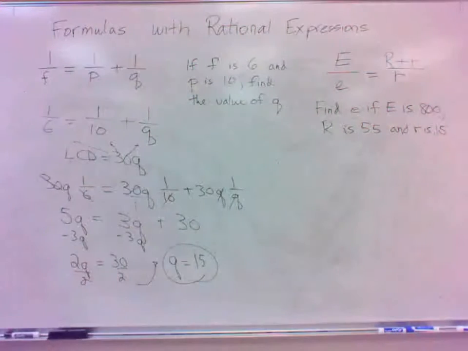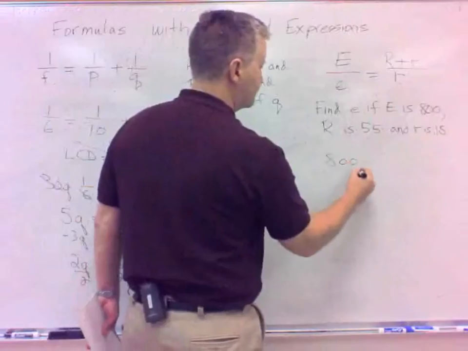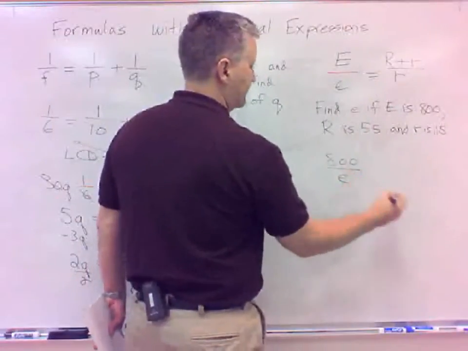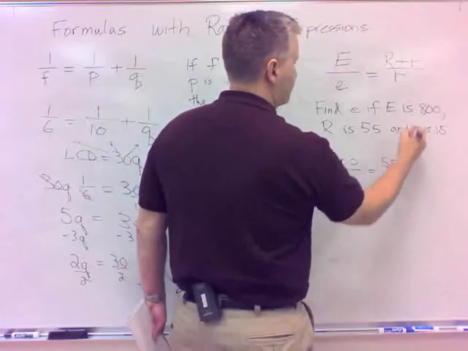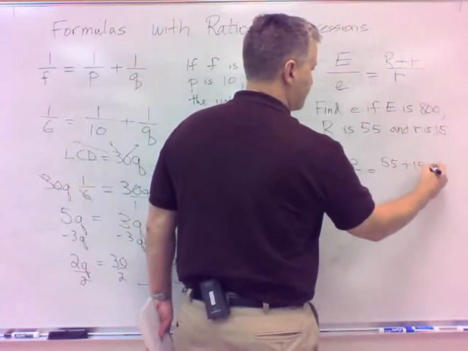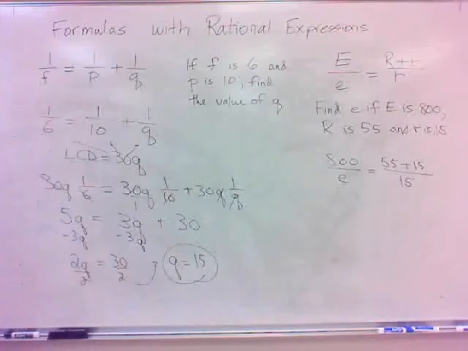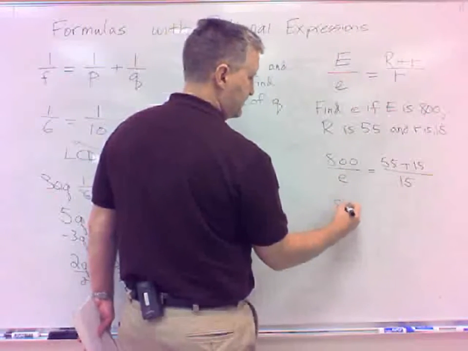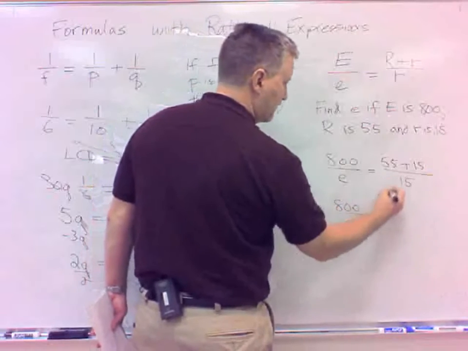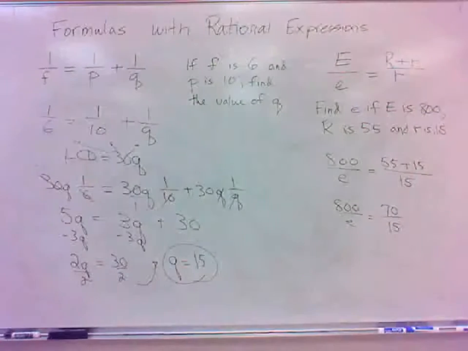So what do we do with that? Again, we've got numbers, so we can plug in some numbers here. Big E is 800. Little e, I don't know yet. Big R is 55. Little r is 15. Of course, we can add. Go ahead and add the 55 and 15, so that's 70. So 70 over 15 is the right side.